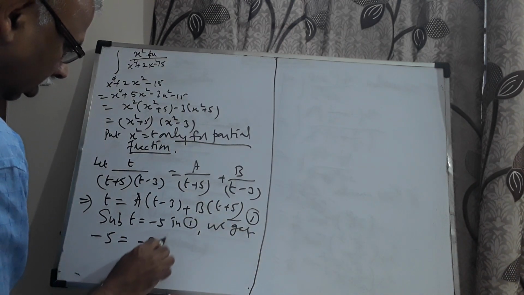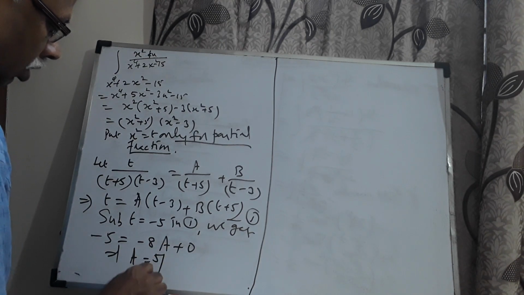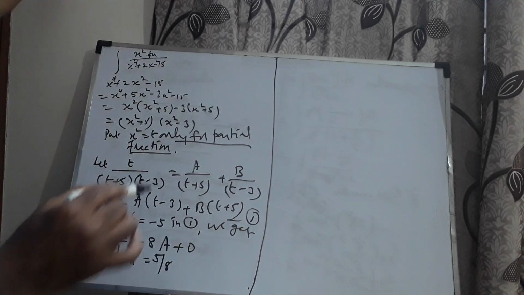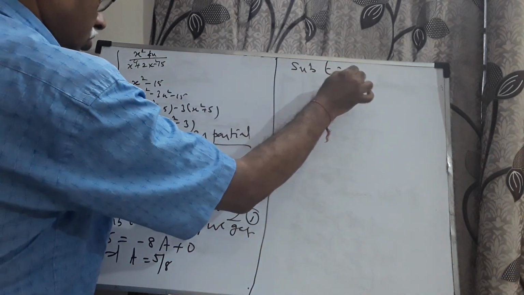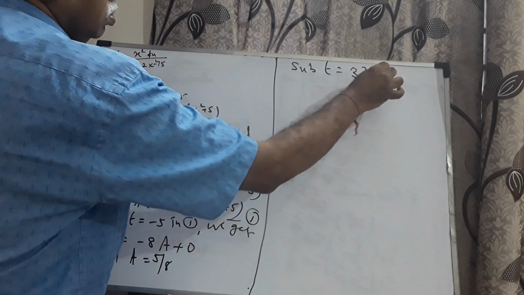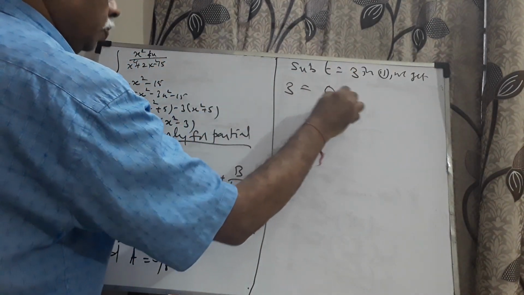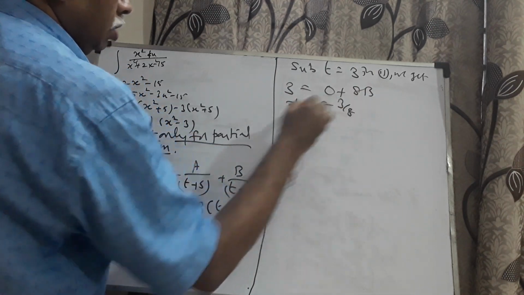Substituting t is equal to minus 5 in 1, what do I get? Minus 5 is equal to minus 8a plus 0, which implies a becomes plus 5 by 8. Now substituting t is equal to 3 in 1, we get 3 is equal to 0 plus 8b, which implies b becomes 3 by 8.